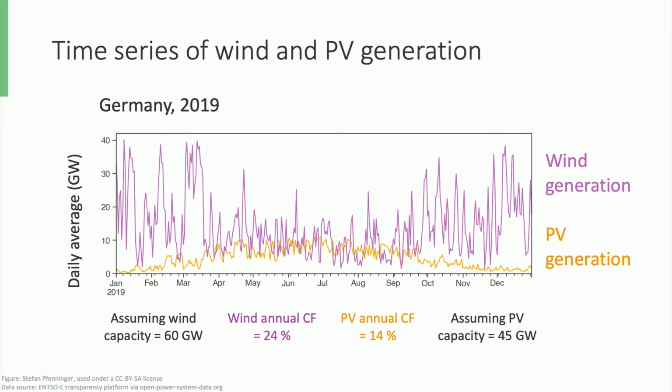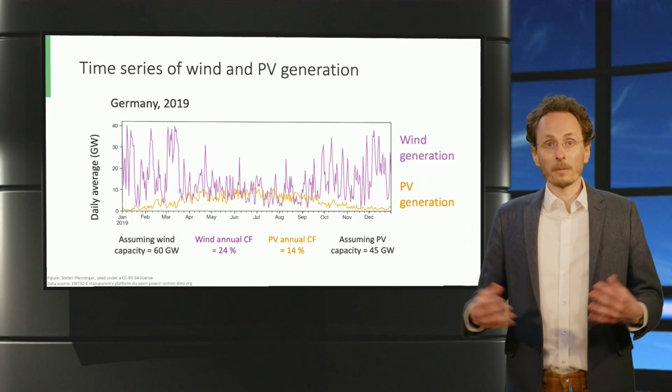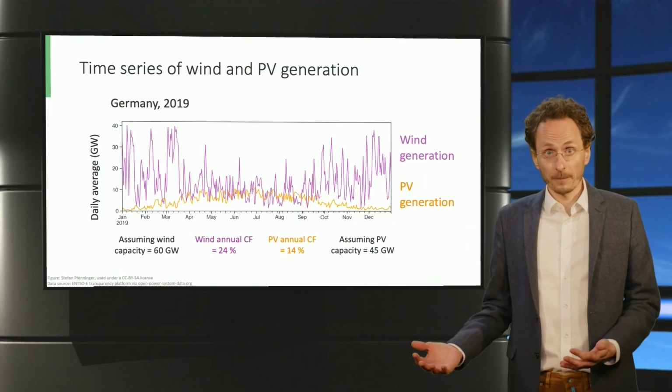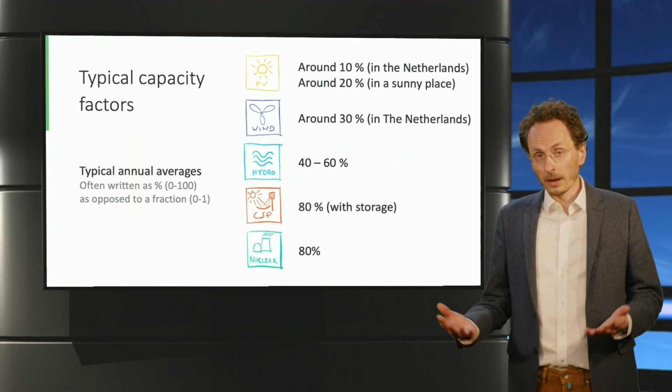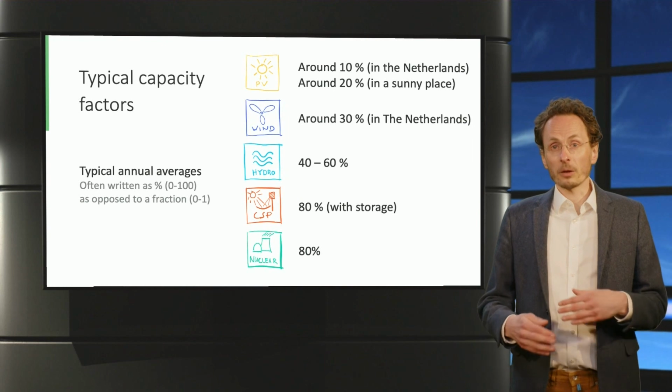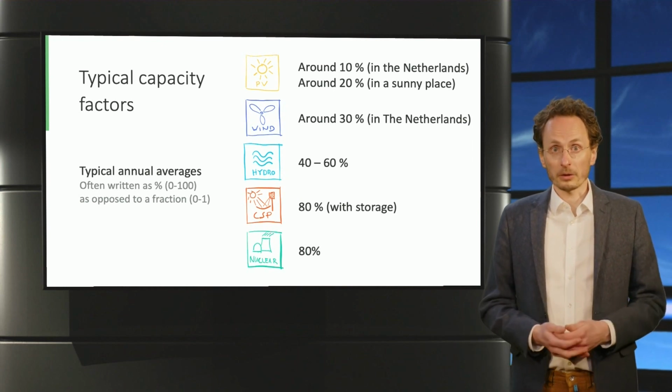And it averages out all the fluctuations, like the fact you see here very clearly that PV produces more in summer and wind is the other way around. So the CF has its limitations, and we will discuss this more in the exercises. Still, it's a very useful number because it's so easy to compare across different technologies.